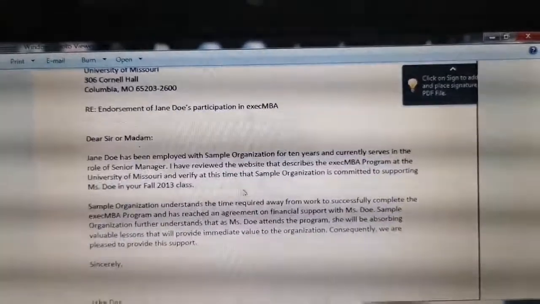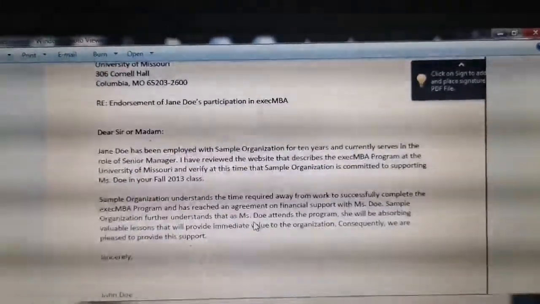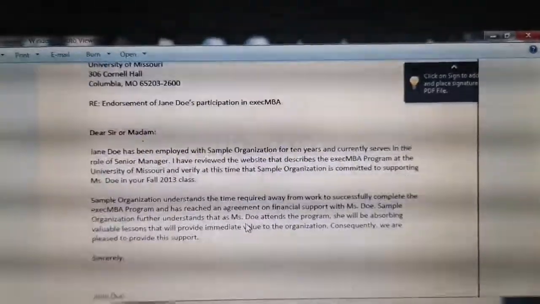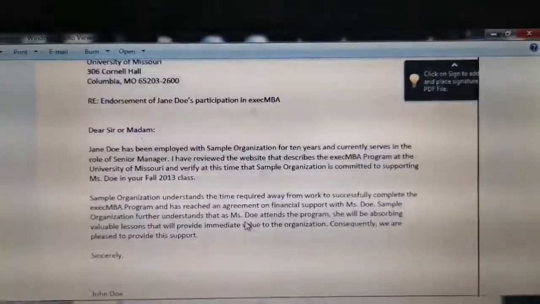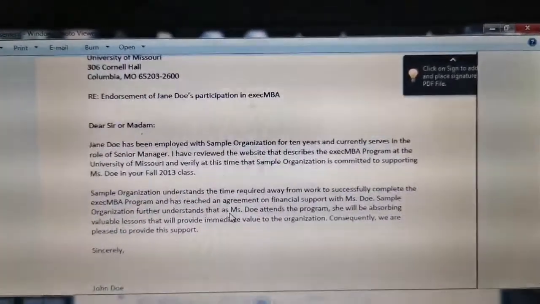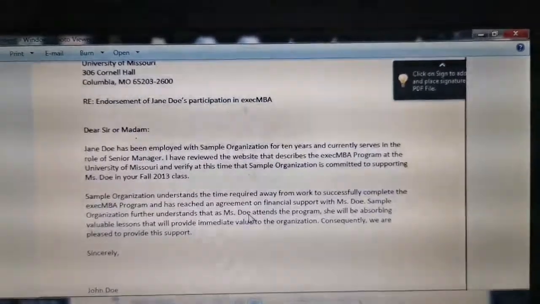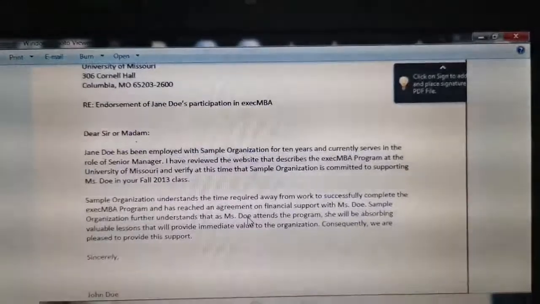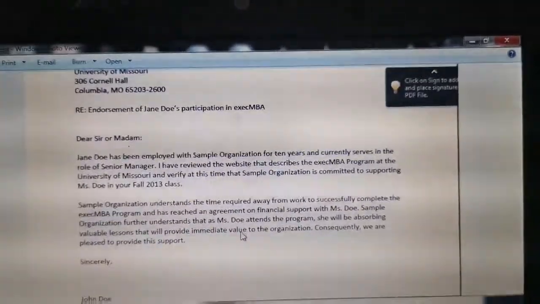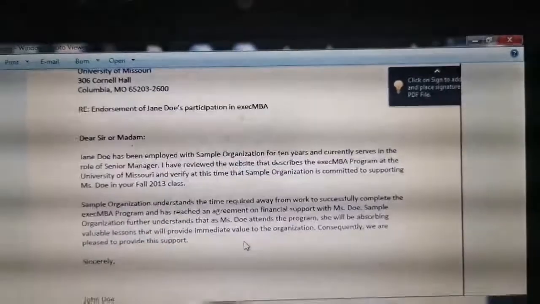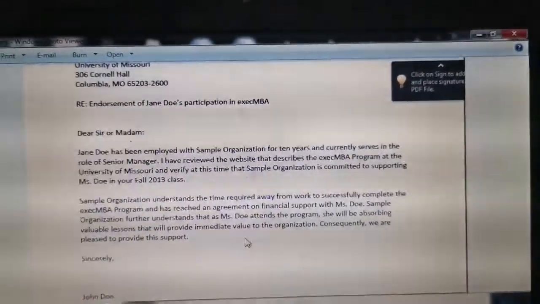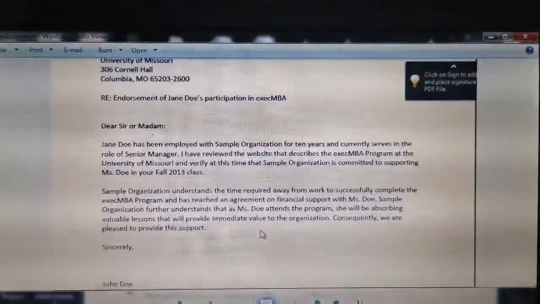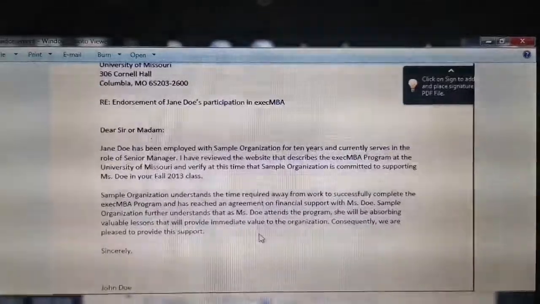And then also you have to justify why it is important for the person being endorsed to attend such program. Like as Miss Doe attends the program, she will be absorbing valuable lessons that will provide immediate value to the organization. So this means that when Miss Doe finishes the program, she will be able to contribute to the progress of the organization.